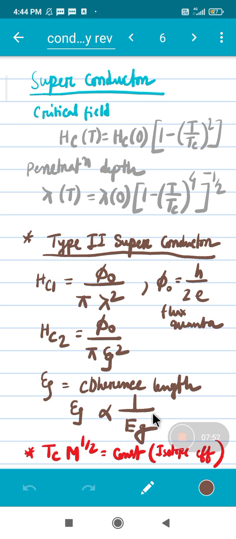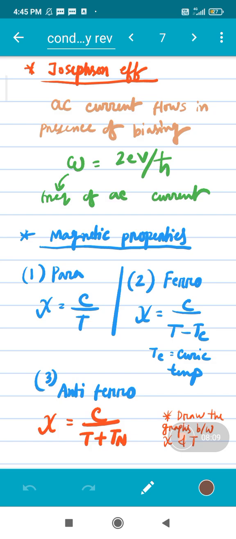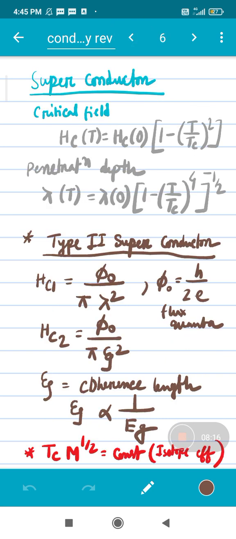Okay, and there is another important concept, that is the isotope effect, where Tc times m to the power half is constant. Here Tc is the critical temperature and m is the mass. Okay, it is also a very helpful formula for solving these numericals.